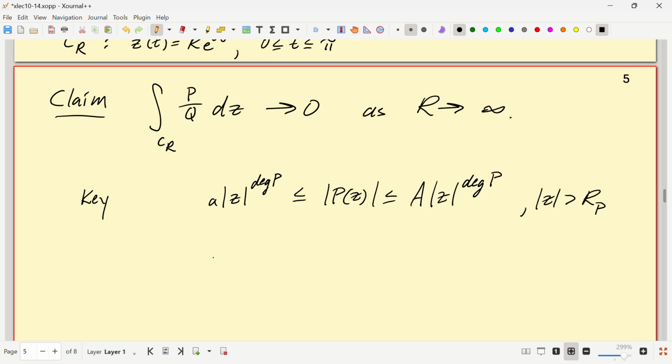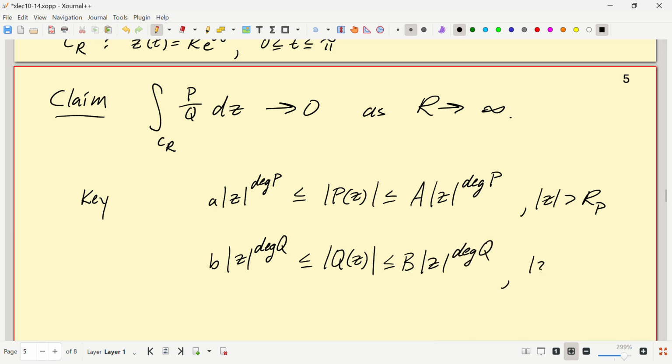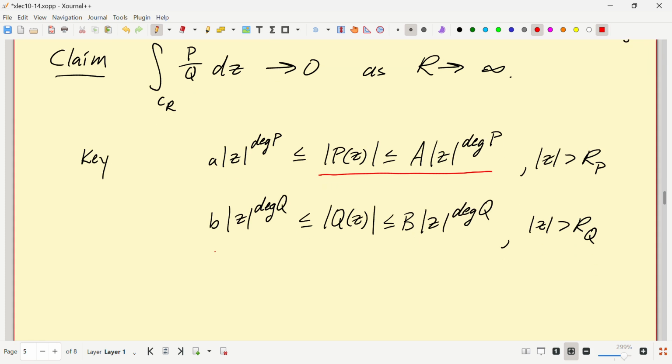And then we'd have another one of these things, a mod z to the degree of q is less than or equal to mod q of z is less than or equal to b mod z to the degree of q, and that's if mod z is bigger than rq. Okay, and p is in the numerator. So I told you lots of times that this is the numerator estimate because it bounds p by something, but q is in the denominator. And so this is the denominator estimate that I need for Q.